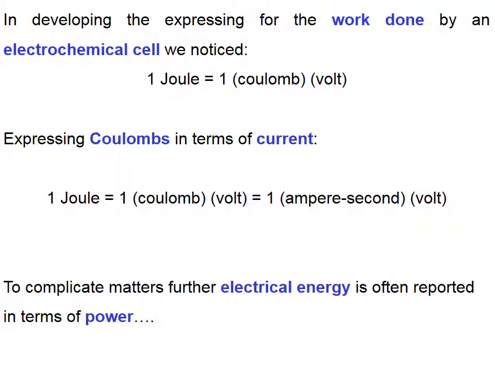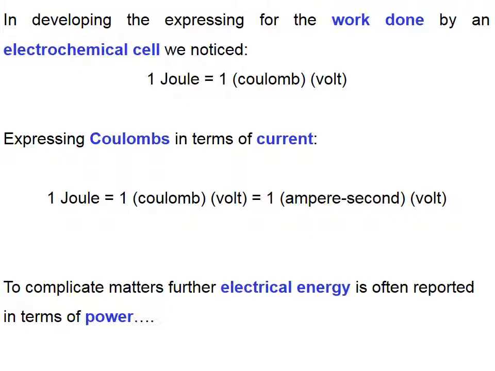The other way that we've seen energy expressed is when we're working with electrochemical cells, where we can say that 1 joule equals 1 coulomb volt. And we noticed before that we could express a coulomb in terms of ampere seconds. So we can rewrite this: 1 joule equals 1 coulomb volt, which equals 1 ampere second volt.